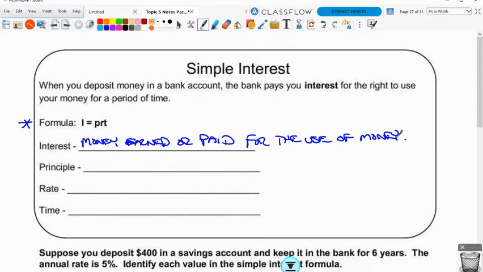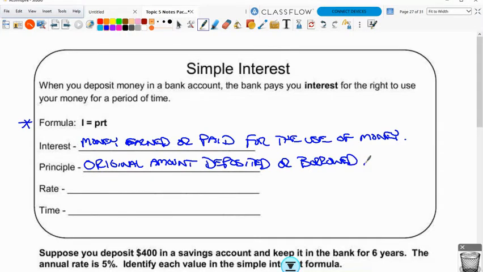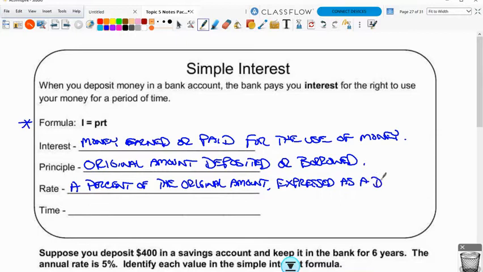P stands for principal, which is the original amount deposited into your account or borrowed for a loan. R stands for the rate. This is a percent of the original amount, which again is called the principal. And this will be expressed as a decimal.